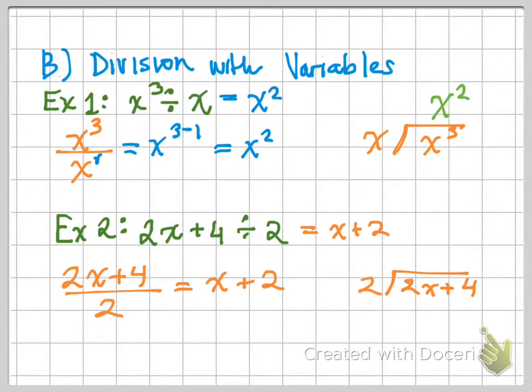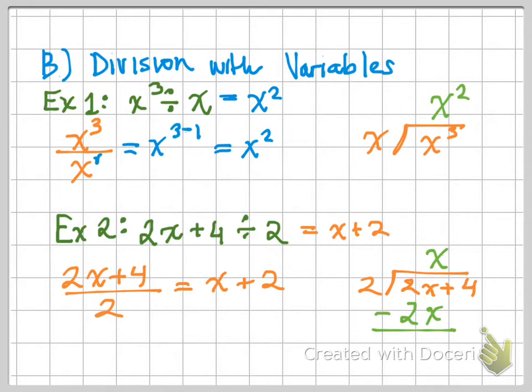And now how many times does 2 go into 2x? It goes in, well, 2 times what gives me 2x? It has to be an x. And now I'm thinking about long division, right? So remember the next part of the process is to multiply that x by the 2 and write it down below. So here I can multiply 2 times x, I get 2x, and now I'm subtracting.